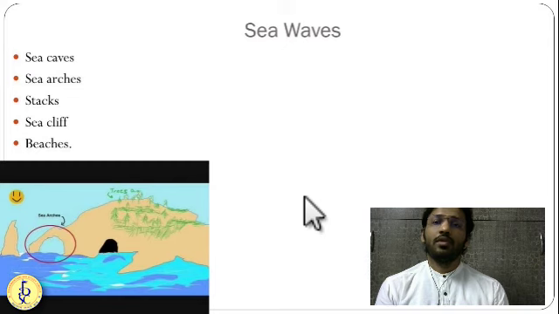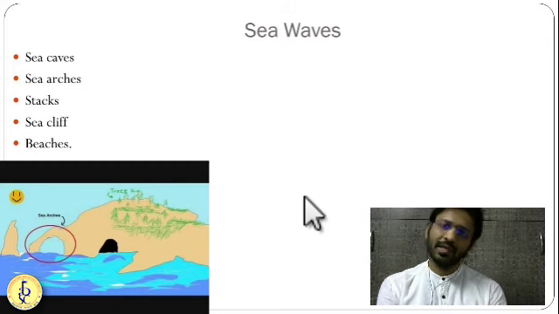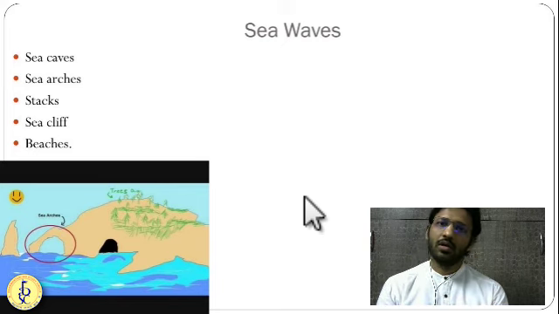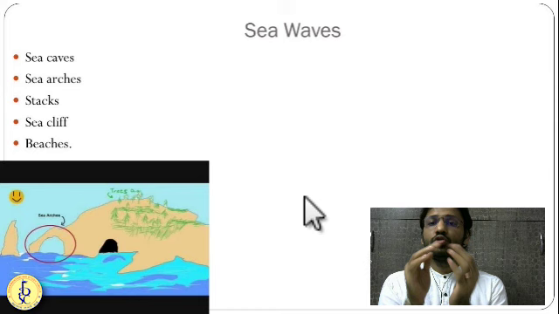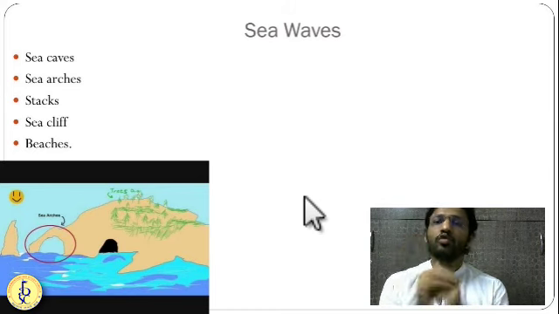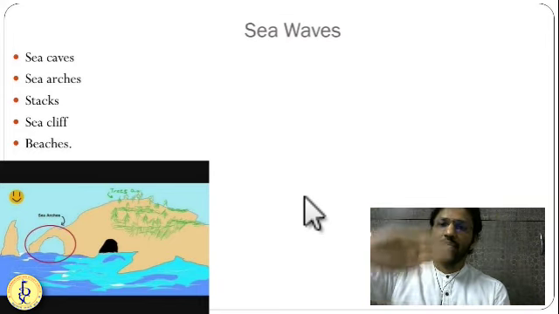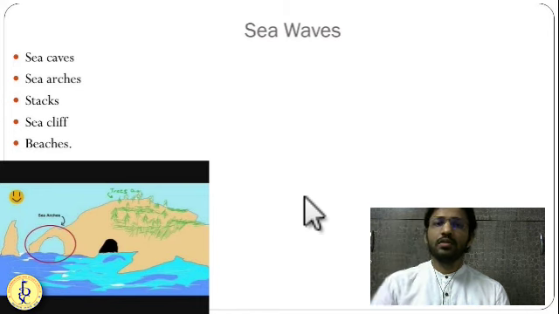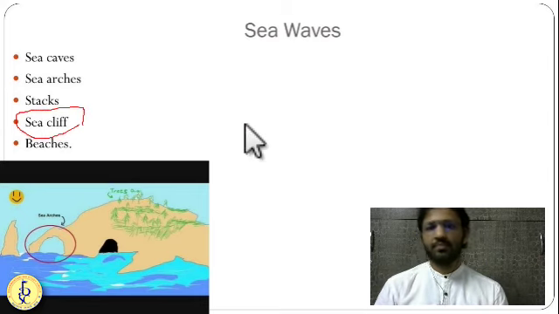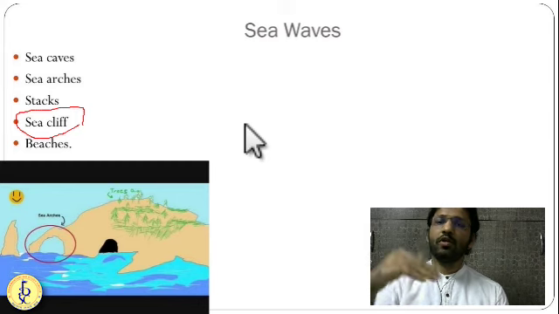Next agent of erosion is the sea wave. Now sea wave, as you know, comes and continuously strikes the seashore. And on the seashore, if you have a huge mountain, it will continuously strike that mountain. So parts of the mountain will come down and a very steep rise will be seen on the parts of the mountain. So this is known as a sea cliff. A steep rise of the mountain on the side of the seashore is known as a sea cliff.